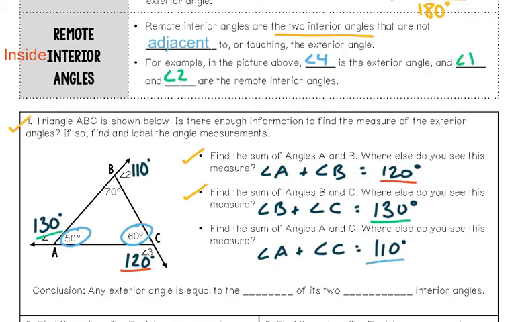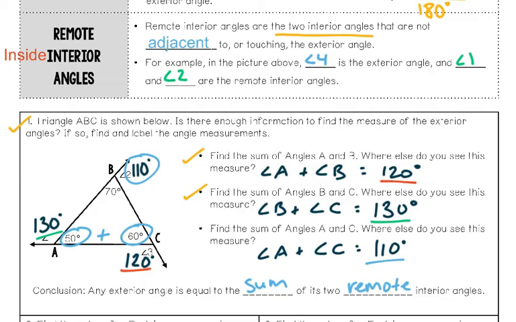So we should have noticed a pattern that we discovered. Any exterior angle, like the 110 that we just found, is equal to the sum, we just added those two numbers together, of its two what? What are these two angles in relationship to that exterior angle 110? Those are the remote interior angles, that definition that we wrote up here. These two angles are not touching that exterior angle, they're not on that side. They're inside of the triangle, but they're not touching the exterior angle on the outside.